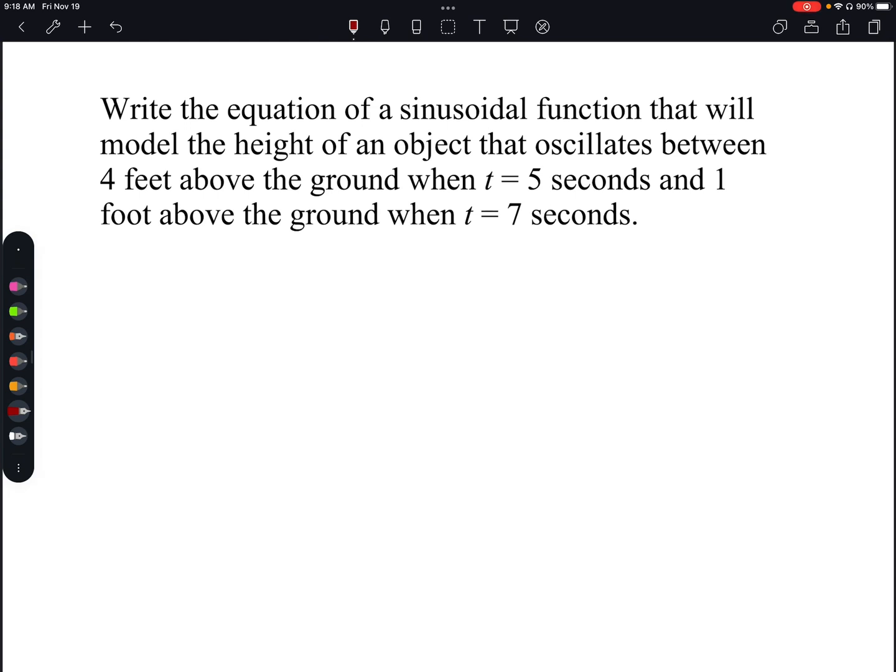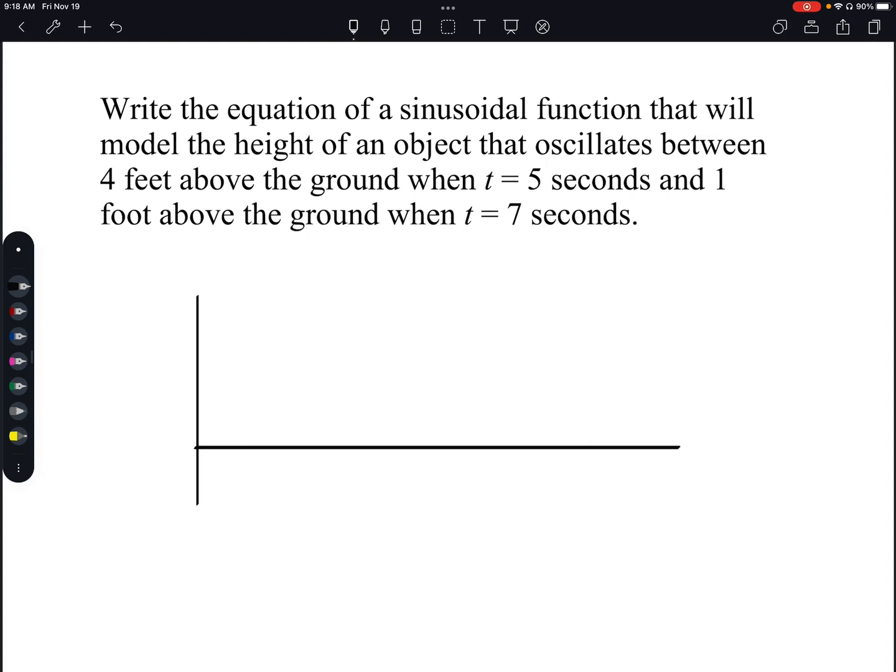All right, then we got the last one. It says, write the equation of a sinusoidal function that will model the height of an object that oscillates between 4 feet above ground when t is equal to 5 seconds and 1 foot above the ground when t is equal to 7 seconds. So with this one, we're going to have to draw ourselves a little picture. So I'm going to draw in my x-axis. I'm going to draw in my y-axis.